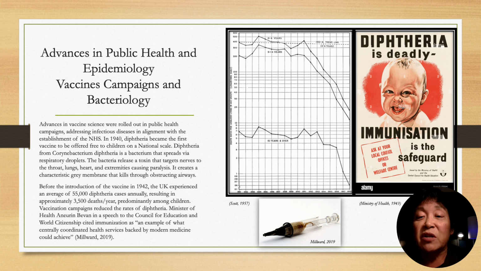Before the introduction of the vaccine in 1942, the UK experienced an average of 55,000 diphtheria cases annually, resulting in approximately 3,500 deaths per year, predominantly among children. Vaccination campaigns reduced the rates of diphtheria. Minister of Health Aneurin Bevan, in a speech to the Council of Education and World Citizenship, cited immunizations as an example of what centrally coordinated health services backed by modern science could achieve.